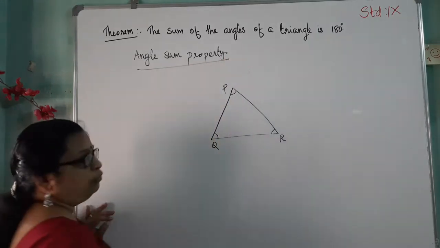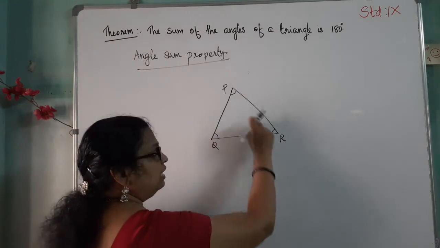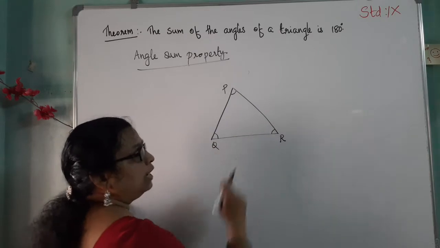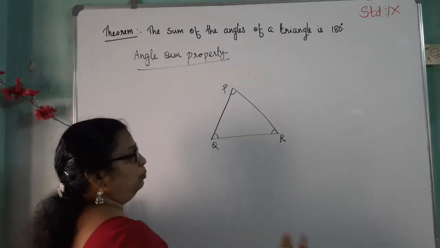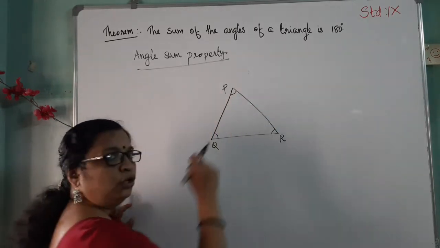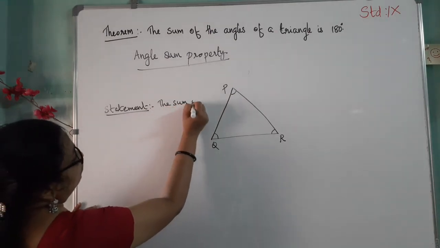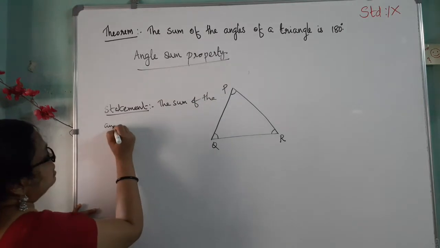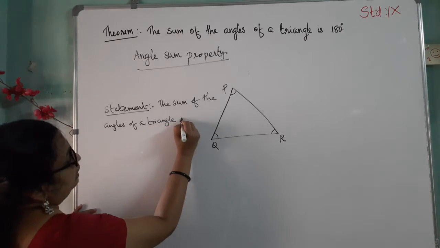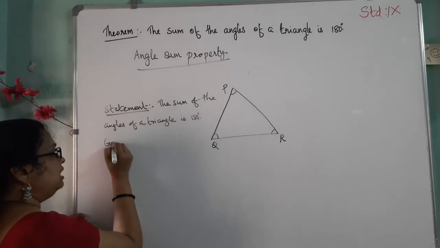Angle sum property of a triangle: the sum of the angles of a triangle is 180 degrees. First, given a triangle and its angles, then the sum P plus Q plus R equals 180 degrees, that we want to prove. To prove this theorem, construct a line through P which is parallel to QR. This is the statement, and then whatever is given, we write.